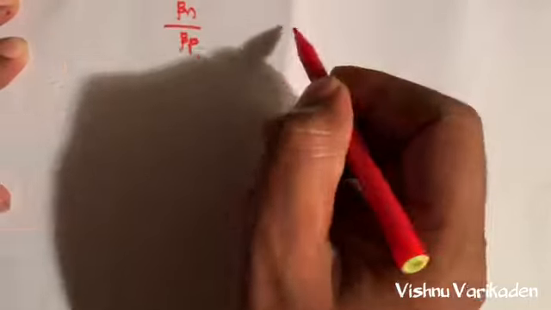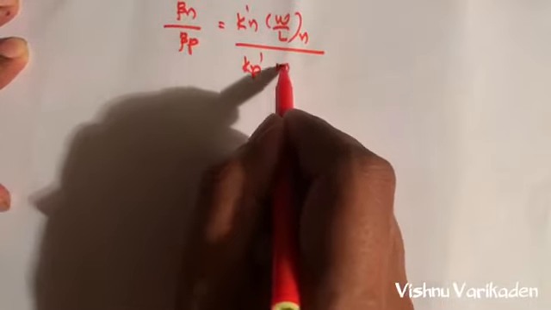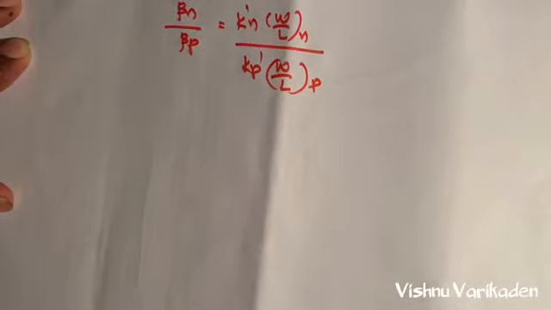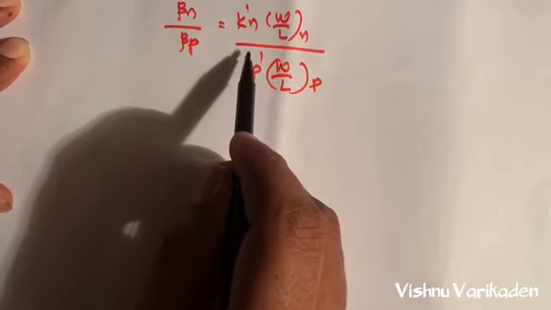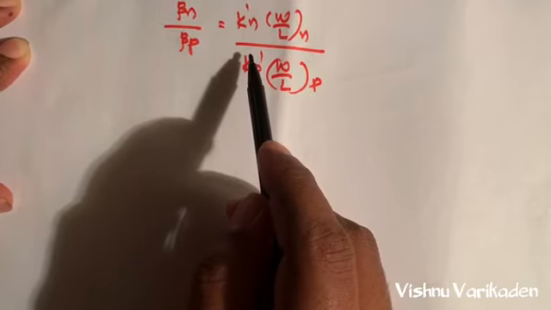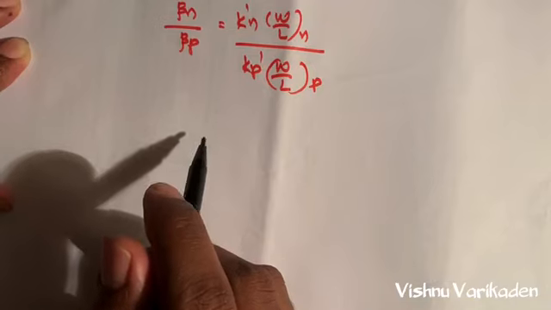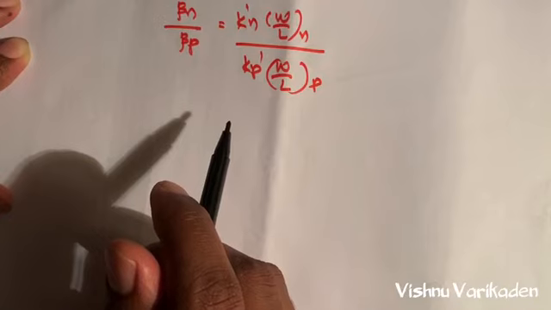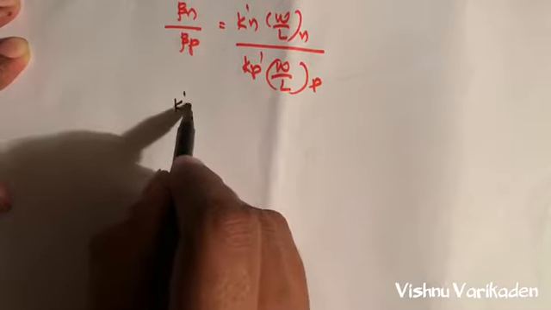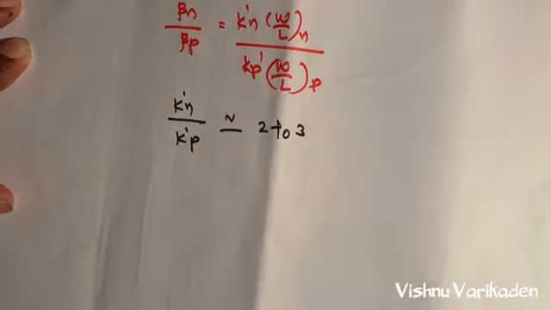beta n by beta p, which is equal to K dash n W by L of n divided by K dash p W by L of p. We already know that Kn dash and Kp dash are set in the processing of the transistor, and the ratio of the FET sizes establishes the switching point. It is also important to remember that the N and P FETs have different mobility factors, with a typical ratio of K dash n by Kp dash equal to 2 to 3, depending upon the details of the processing.